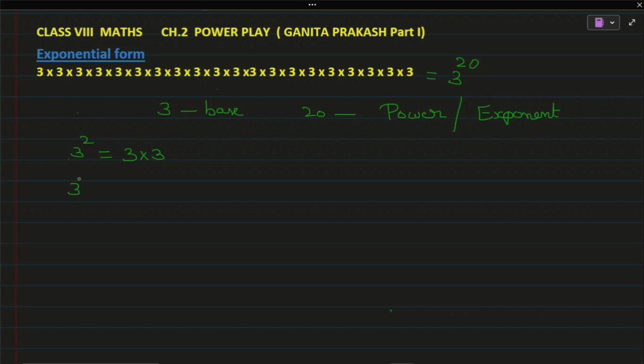And 3 to the power 3, we can read as 3 cube. That is 3 into 3 into 3. That is, the power is 3, so the base is repeating 3 times. Or if it is 3 to the power 4, that means 3 is repeating 4 times. So the power decides how many times the base is repeating.